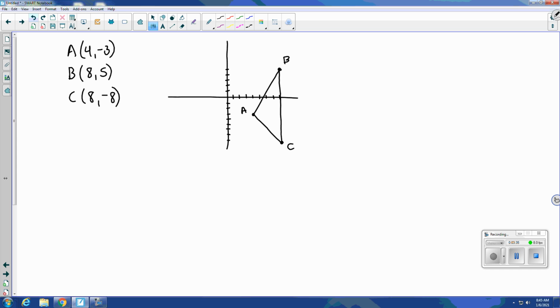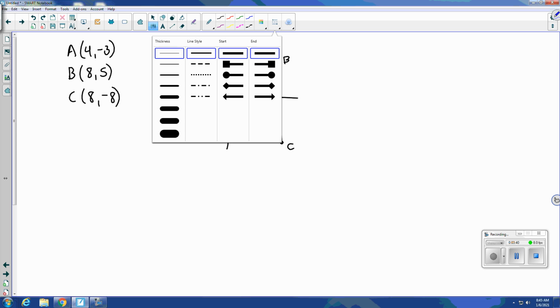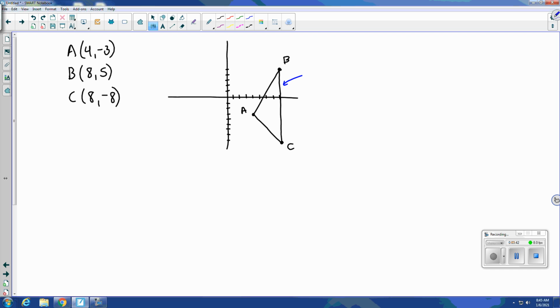Now, just to make this a little more difficult, let's find the equations of the altitudes that are not this vertical line. So I could easily find the equation of this vertical line right off the bat and say that this is x is equal to 8. Okay, so that's the equation of that line.